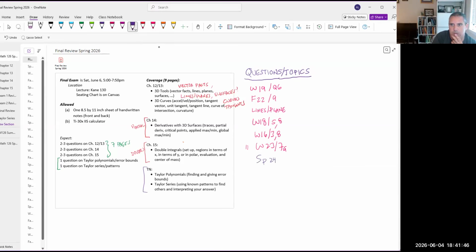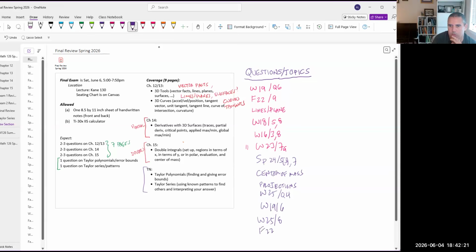Spring 24, 5B, and 7. Can we review center of mass? Projections. This is great. Previous reviews, people have been shyer. This is good. Error bounds, absolute maximums and minimums. This is winter 25, question 4. The winter 19, question 6, a volume. Winter 25, question 8, something to do with polar. Fall 22. And we won't do all these. I'm just getting a collection here because it won't be possible. Question 6.